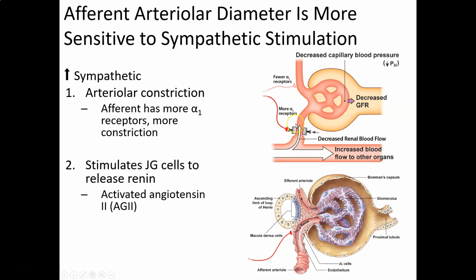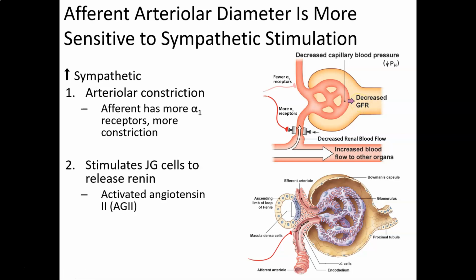So when we talk about the effect of sympathetic stimulation, we often just talk about the afferent because of its greater density of receptors. So it will have a greater amount of constriction than the efferent, and it's the one that's playing the major role in terms of regulating GFR sympathetically. So if we increase the sympathetic, then we get constriction of the arteriole. We get less blood going through the capillary. That decreases glomerular hydrostatic pressure, and that decreases GFR.